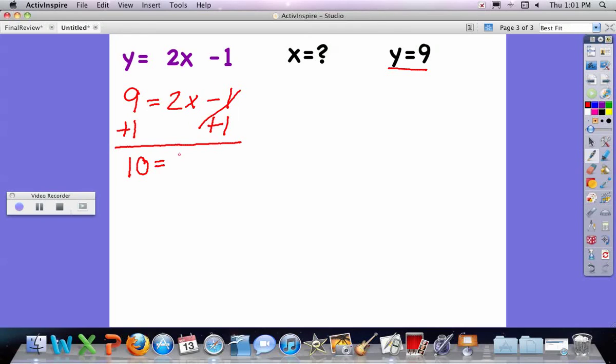2 and x are being multiplied, and the opposite of multiplying is to divide. So we divide both sides by 2. 10 divided by 2 is 5. 2 divided by 2 is 1, and 1 times x is just x, so the 2's cancel, and all that's left is x. So we get 5 equals x. So when y is 9, x equals 5.